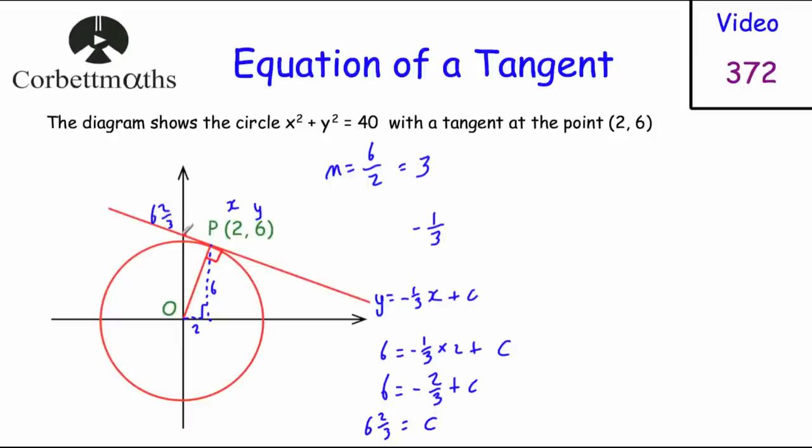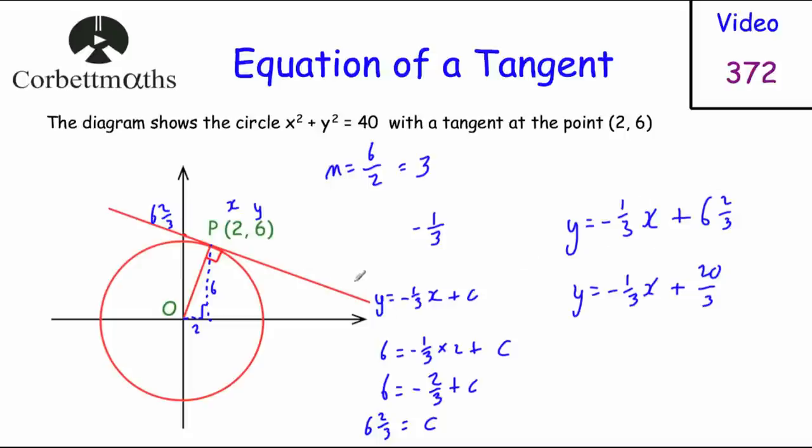So we have found our y-intercept, and we know the gradient of the tangent is equal to negative a third. So that means that the equation of this tangent would be y equals negative a third x plus 6 and 2 thirds. Alternatively, this could be written as a top-heavy fraction. We could have written y equals negative a third x plus, 6 times 3 is equal to 18, plus 2 is 20 over 3, and either of these would be acceptable. So this is the equation of the tangent.